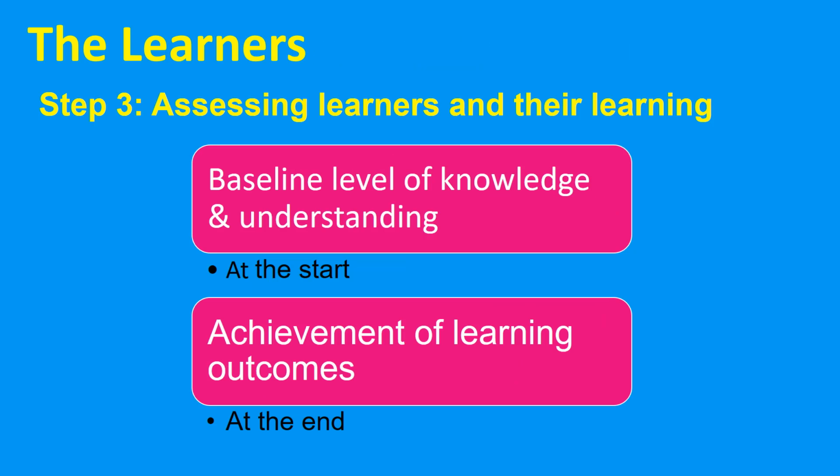Step 3 of the lesson plan is all about assessing your learners and their learning. What is the baseline level of knowledge and understanding they have or are likely to have at the start of a teaching session? How would you assess this? What are the learners going to be able to achieve realistically by the end of the teaching session? How would you assess whether the learning outcomes of the teaching session have been achieved? Make some notes in your workbook on how you might carry out this step.